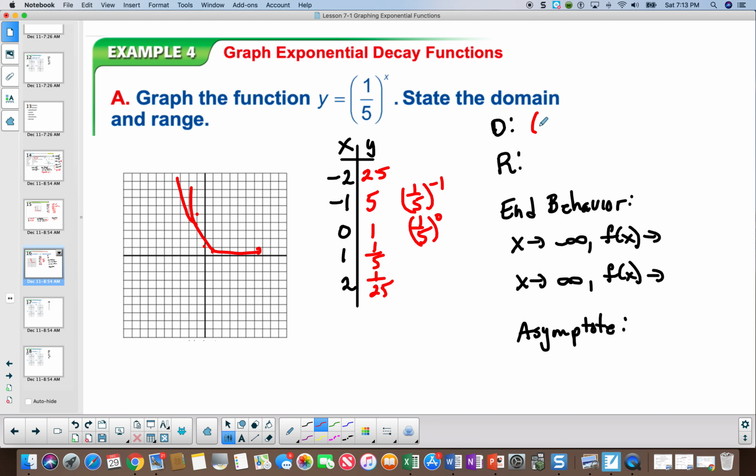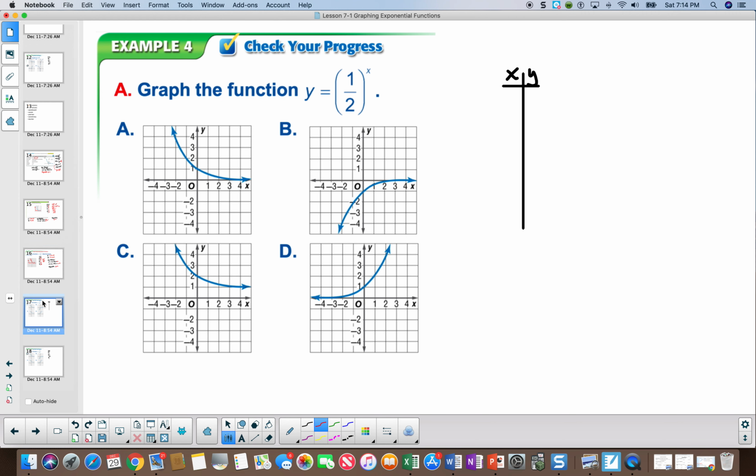Okay, so the domain is all real numbers. Range 0 to infinity. In behavior, as x goes to negative infinity, it wants to go up. And as it goes to positive infinity, it wants to stay at 0. This tells me we have an asymptote. Y is equal to 0. Your turn.